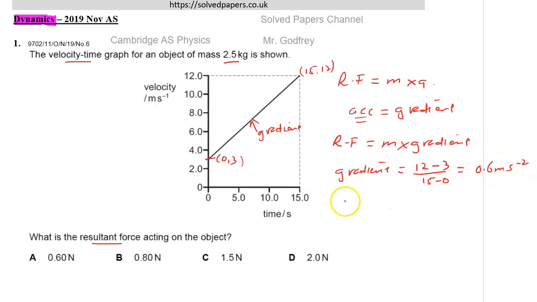That's the gradient. So our resultant force will be the mass, which is given here, 2.5 kilograms, times acceleration 0.6 meters per second squared. When you do the multiplication, you get 1.5 newtons, a force of 1.5 newton. You'll find the answer is right here, C.